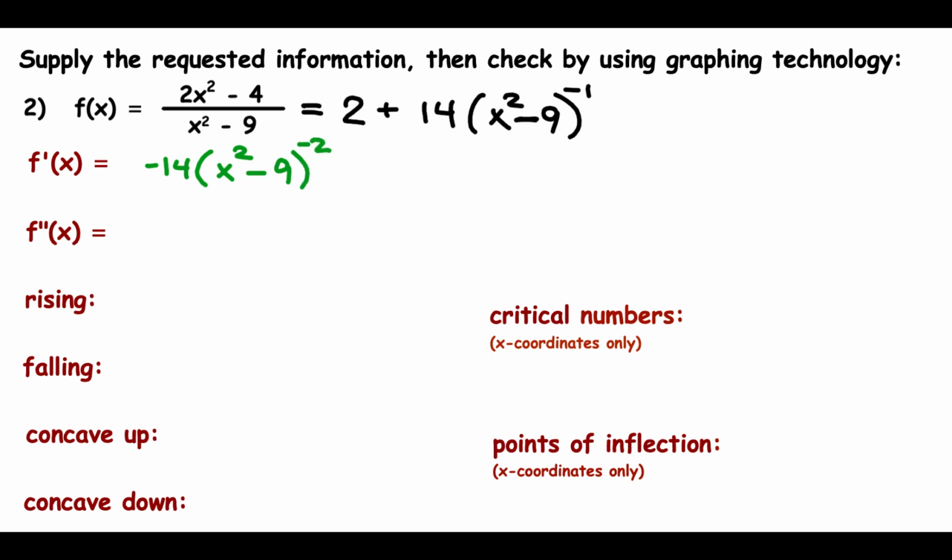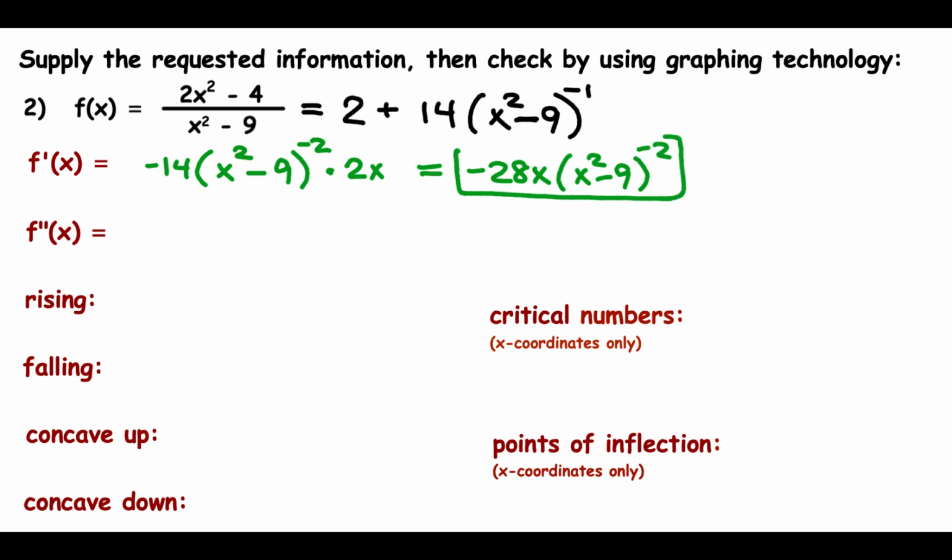Oh, but there's a chain rule of 2x. So that's going to end up making negative 28x times the quantity x squared minus 9 to the negative second. Okay, so that is the first derivative. Put a box around that.